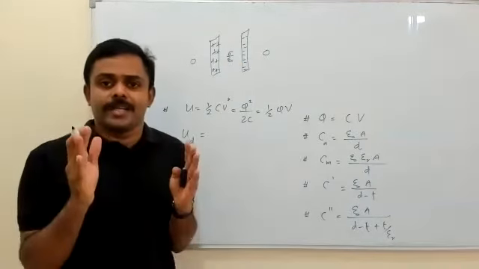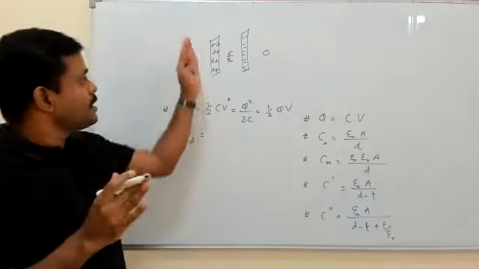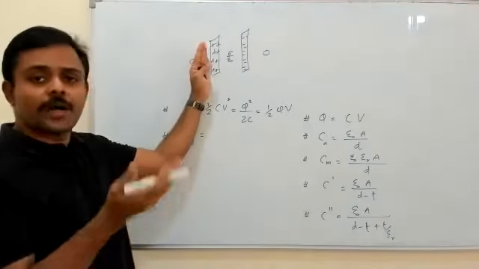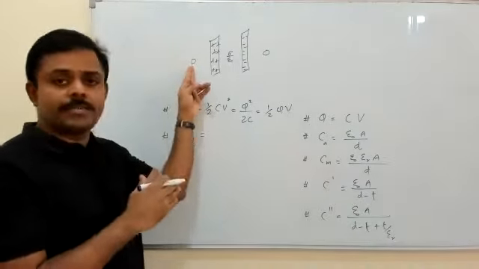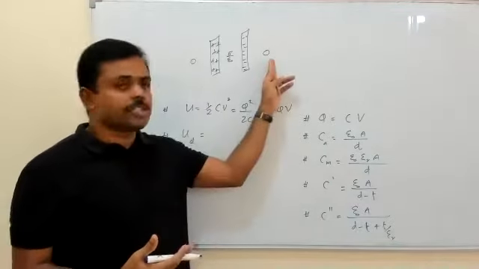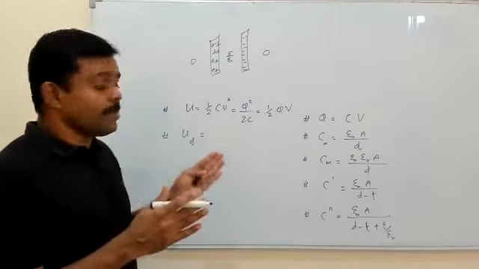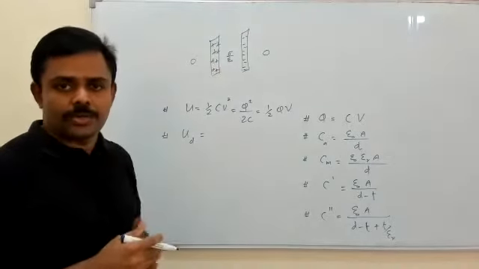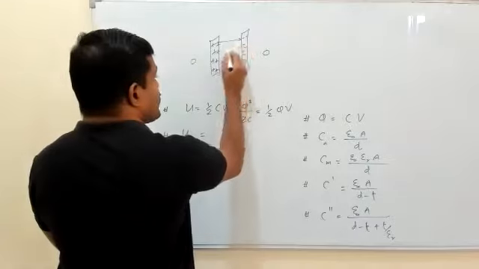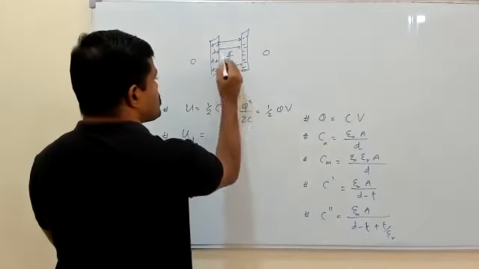There are two plates kept side by side, and the region outside the plates. This is region number 1, its field is 0. Region number 3, field is 0. Region number 2 is inside the plates. In between the plates, there the field is sigma by epsilon 0. And the field is from where to where? Positive to negative.